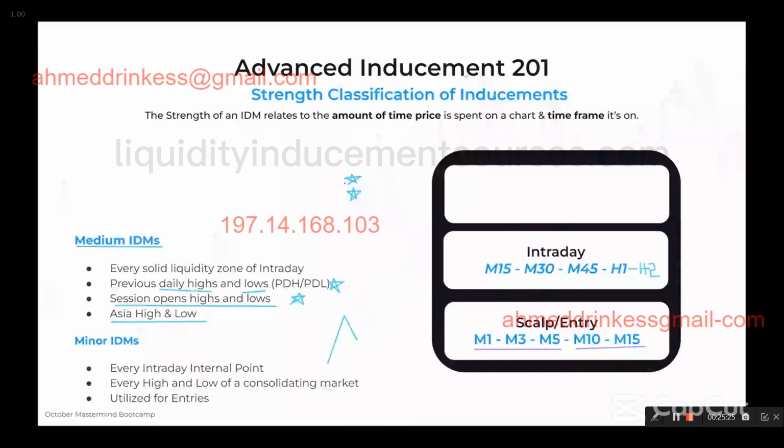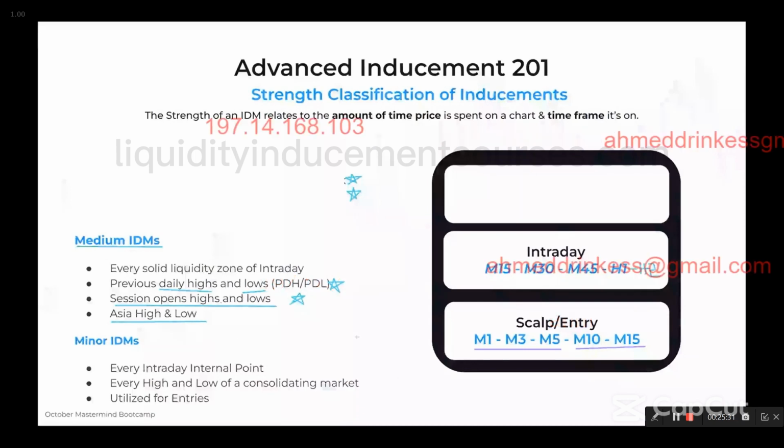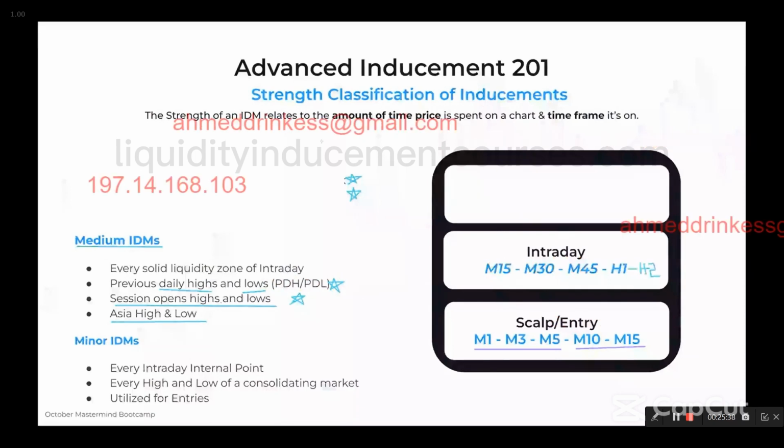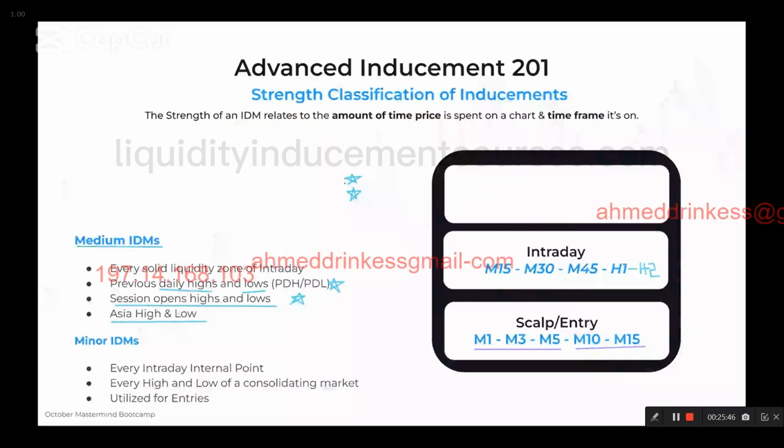So this is every high and low of a consolidated market, of every individual candle. And this is where you're going to be learning today that inducement isn't just present in structure, but above every high and every low of every individual candle.